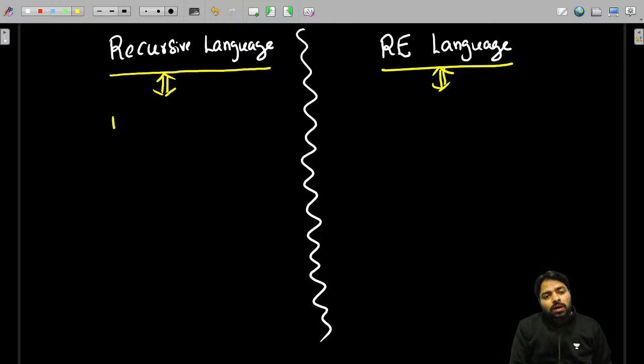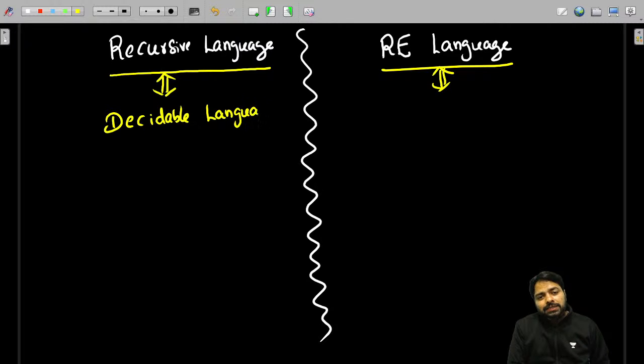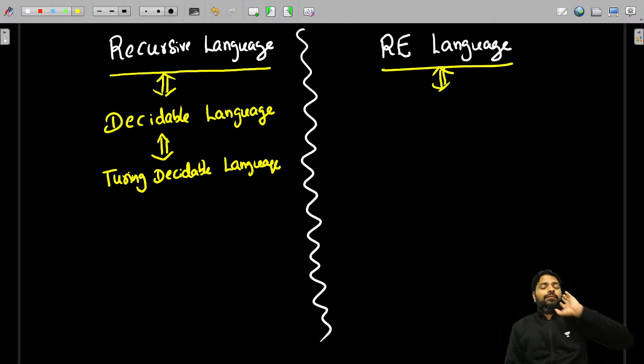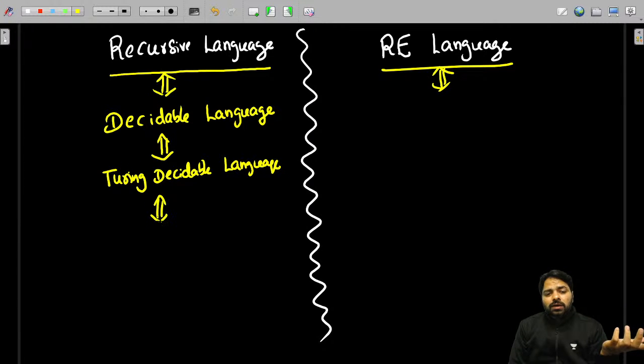Recursive language is also called, another name is, decidable language, guys. If you do not know about it, remember it, decidable language. What is another name? You can also call it Turing decidable language, or TM decidable, you can say that. Apart from this, what other names can you use? This language is also lexicographically enumerable.